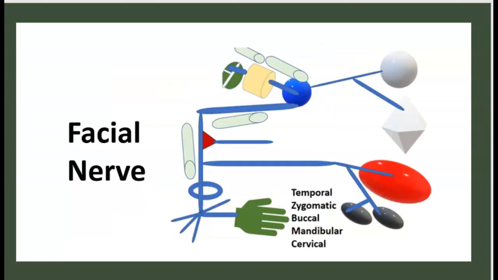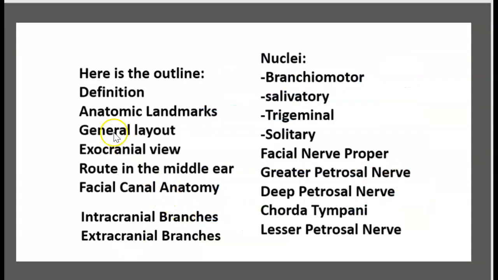Let's start. This is the second part of the facial nerve. Let's review the outline. Definition, anatomic landmark, general layout, extracranial view, root in the middle ear, facial canal anatomy, intracranial branches, extracranial branches, nuclei: branchiomotor, salivatory, trigeminal, and solitary. Then facial nerve proper, greater petrosal nerve, deep petrosal nerve, chorda tympani, and lesser petrosal nerve.